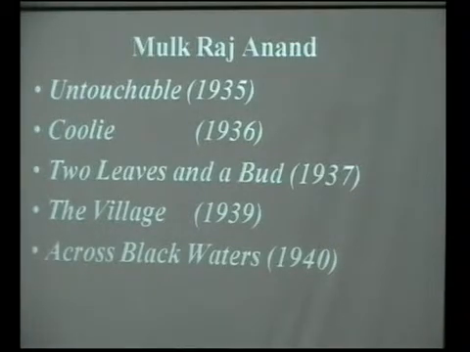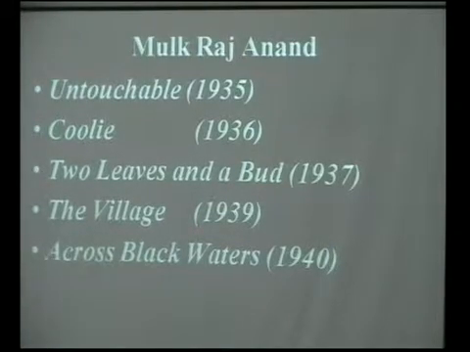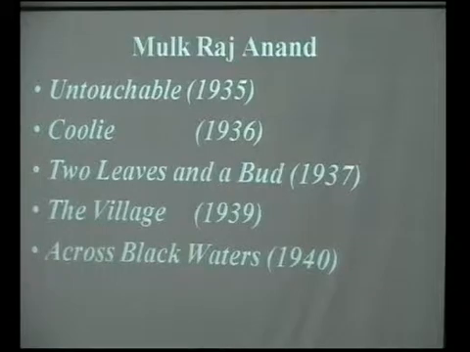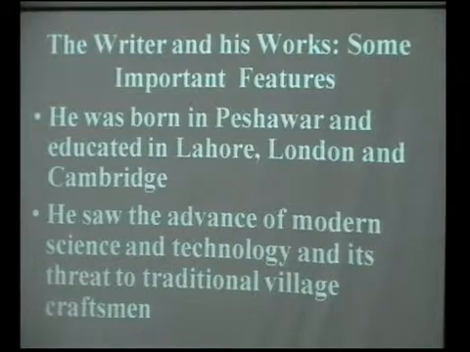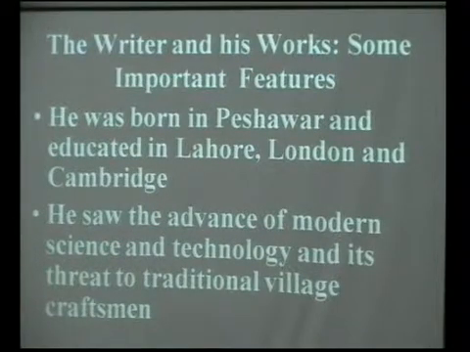The big three of the early Indian English novel are Mulk Raj Anand, R.K. Narayan and Raja Rao. We begin with a short discussion on Mulk Raj Anand. His important books are The Untouchable, Coolie, Two Leaves and a Bud, The Village, Across Black Waters. This slide gives us a little peep into his life and how he has been able to so wonderfully integrate the West with the East.